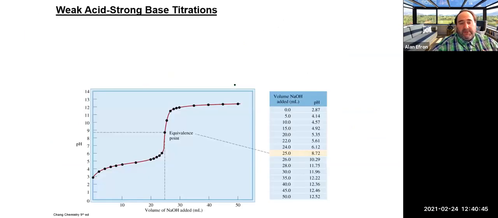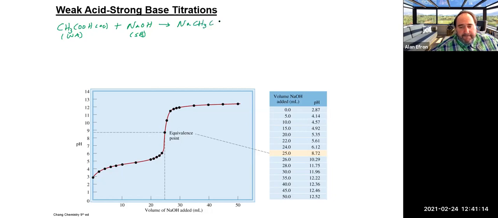And this is a titration of a weak acid and a strong base. So for example, here we have something like acetic acid, which is a weak acid, plus some sodium hydroxide, which is a strong base. And again, we do get a reaction. It's going to be a double displacement reaction, really. So we'll get some sodium acetate, and we'll get some water here.